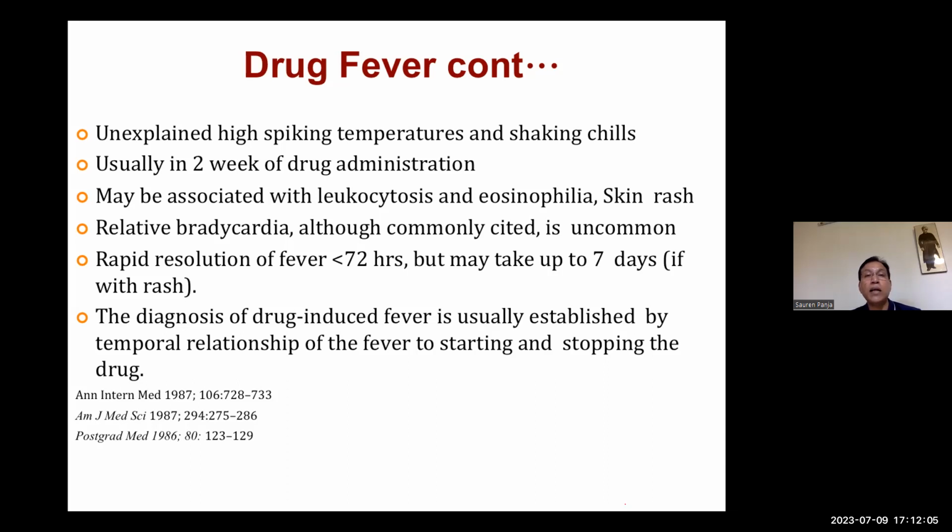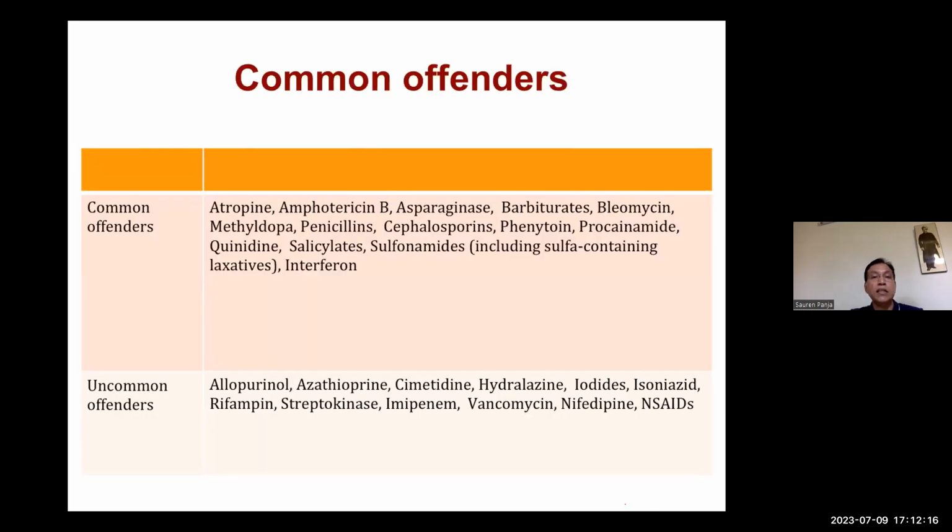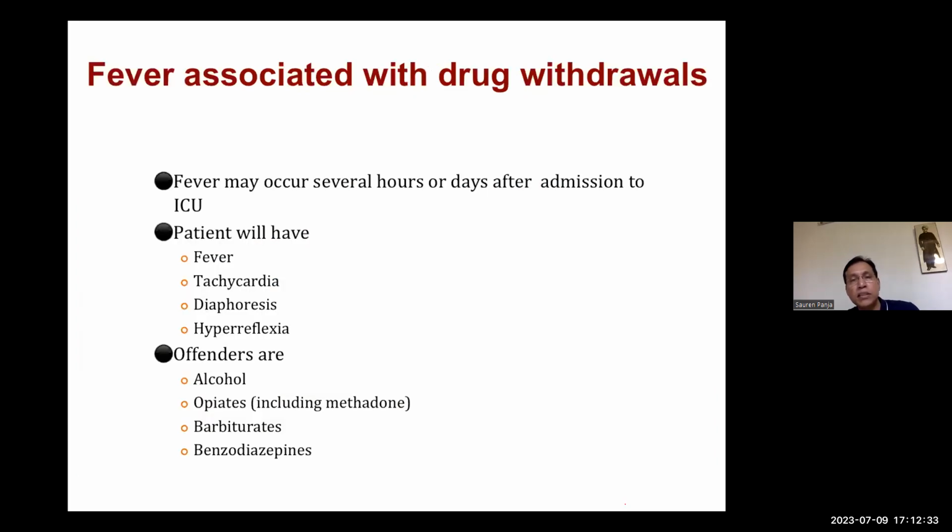The diagnosis of drug-induced fever is usually established by the temporal relationship of the fever to starting and stopping the drug. Most of the cases we don't do that. These are the common offender drugs, and there are certain uncommon drugs also. Practically the antibiotics and anticonvulsants are very notorious for giving rise to fever. And also ATD, some isoniazid, rifampicin can give rise to drug fever.